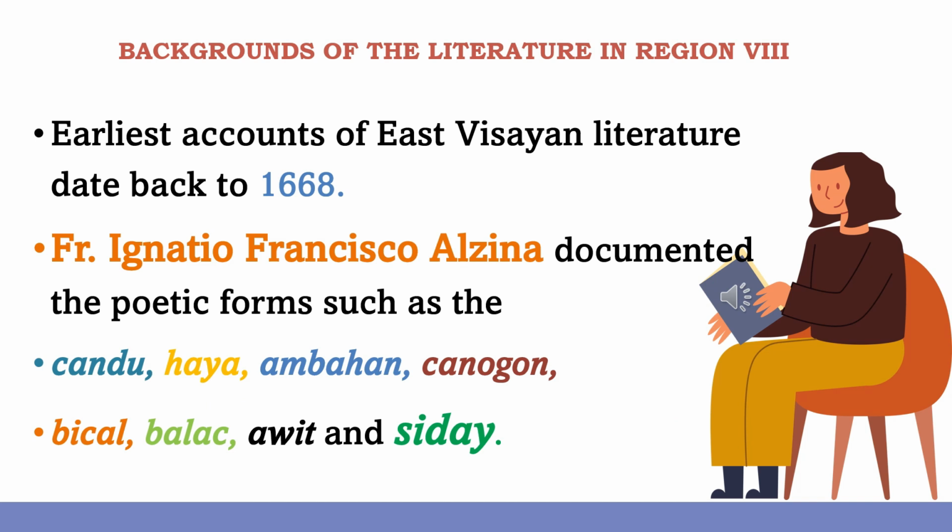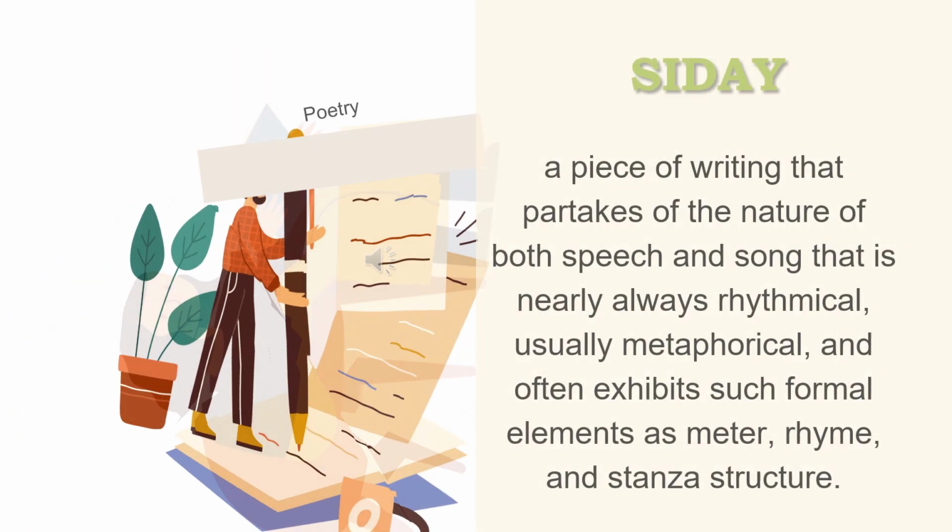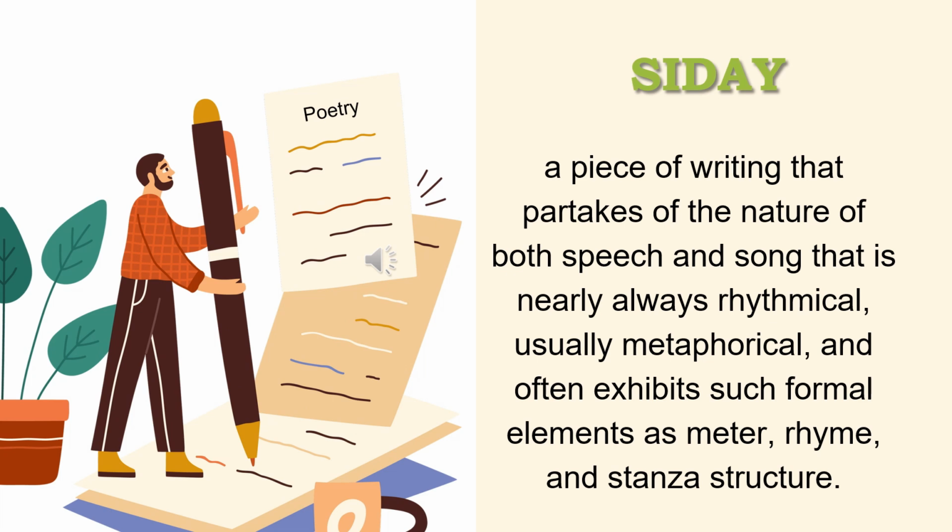Earliest accounts of East Visayan literature date back to 1668. Father Ignacio Francisco Alzina documented the poetic forms such as the Kandu, Haya, Ambahan, Kanagan, Baikal, Balak, Awit and Saidai. Saidai: a piece of writing that partakes of the nature of both speech and song that is nearly always rhythmical, usually metaphorical, and often exhibits such formal elements as meter, rhyme, and stanza structure.